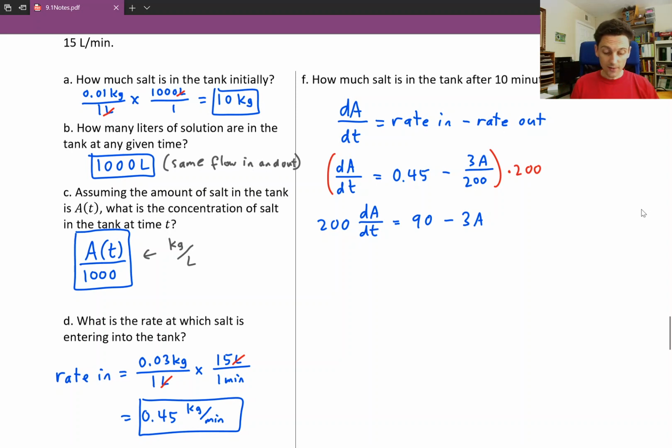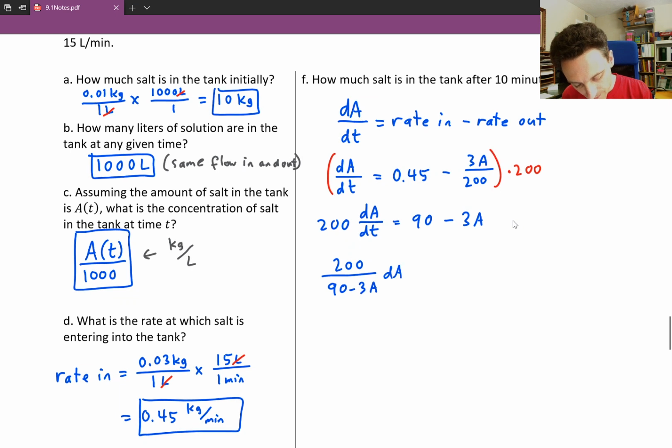Now, to separate the variables A and t, so A and t are like our y and our x that we're trying to separate. So to separate them, we want to move all the A's over to the left and all the t's to the right. Doesn't really matter, but one side and the other. So we're going to divide that whole 90 minus 3A over to the left. We'll have 200 over 90 minus 3A dA equals, and then move our dt over to the right.